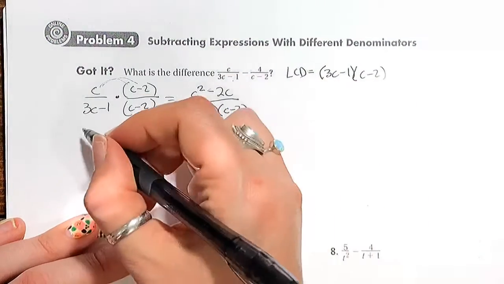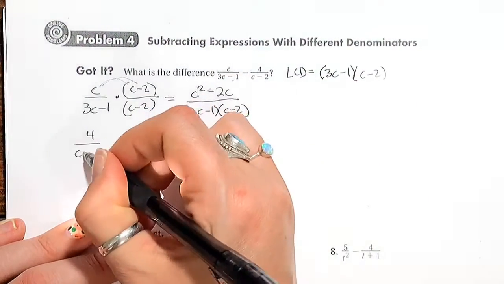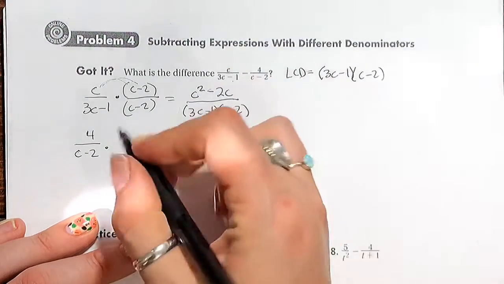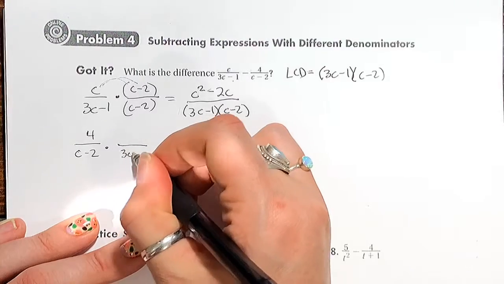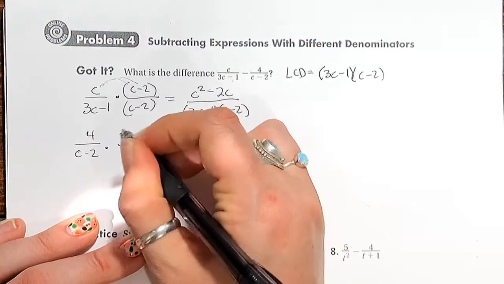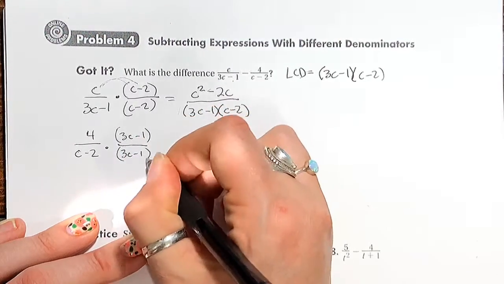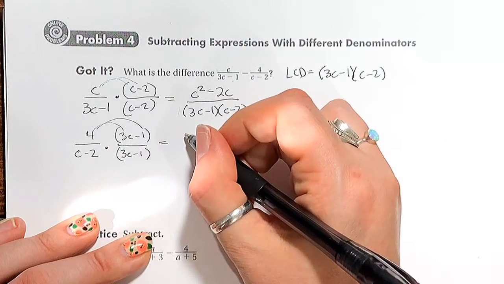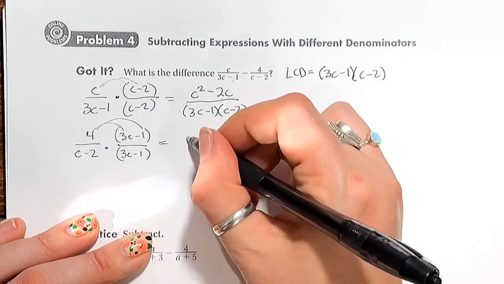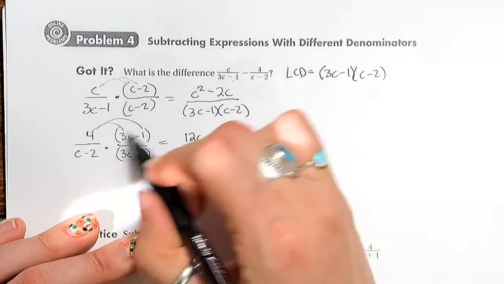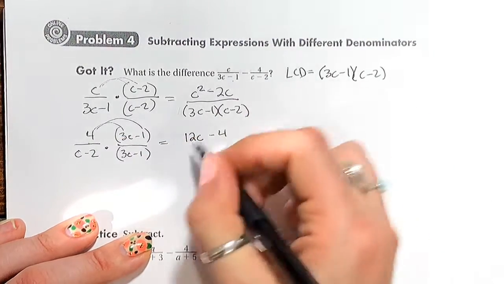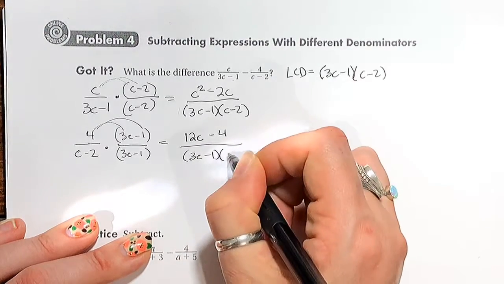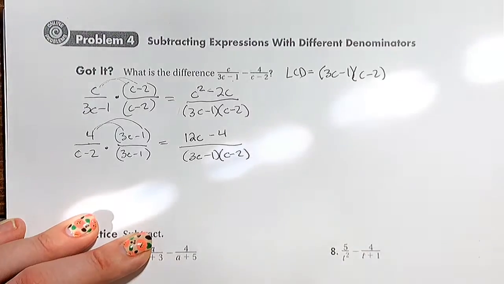And then on the second fraction, we have the 4 over c minus 2. We're going to times it by the piece that it's missing, which is the 3c minus 1, on the top and the bottom. So distribute that 4 through. So that on the numerator we have 4 times 3c is 12c, and 4 times negative 1 is negative 4. And then on the bottom we just get that lovely LCD. And now we're ready to subtract.